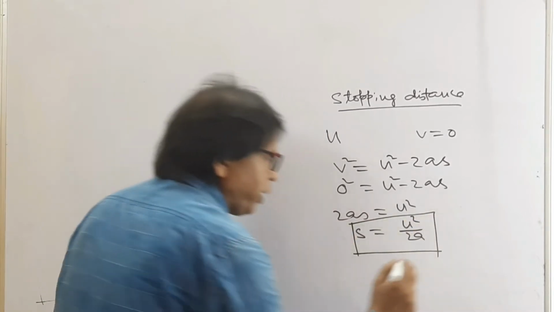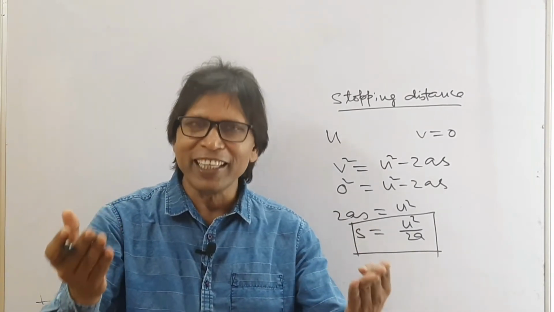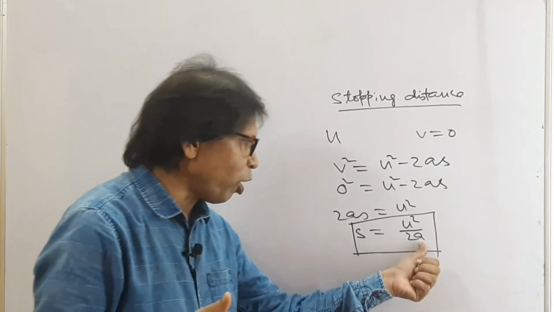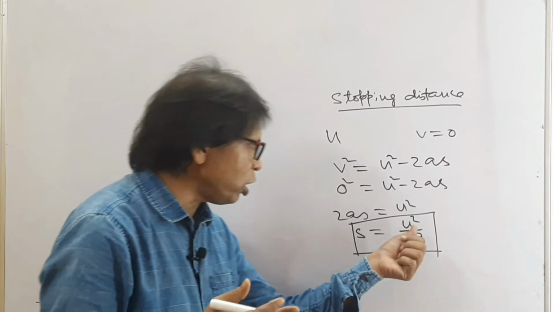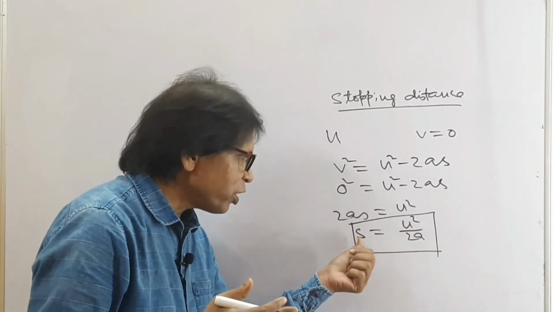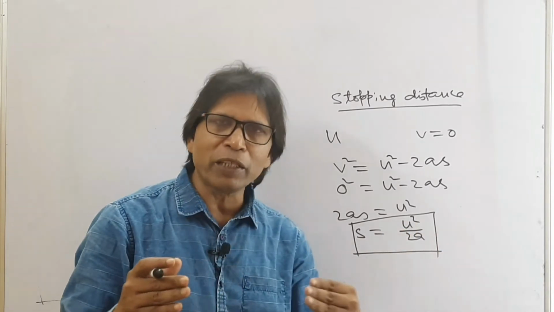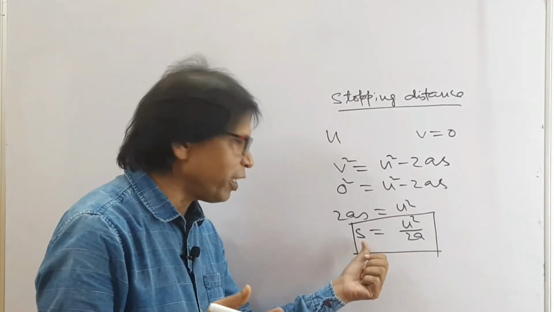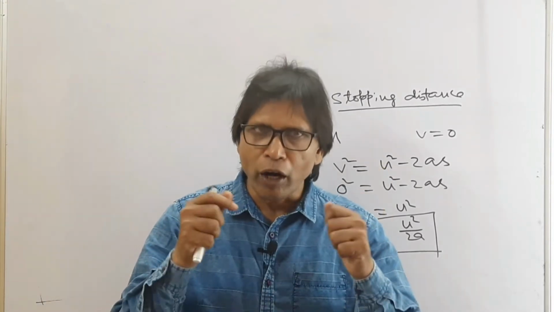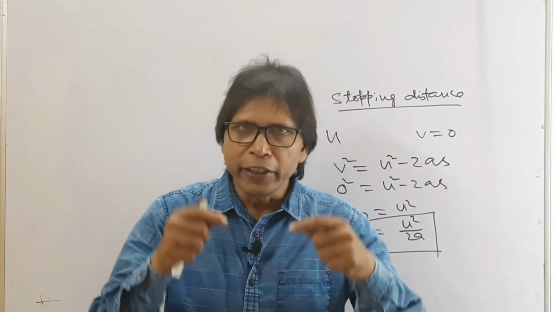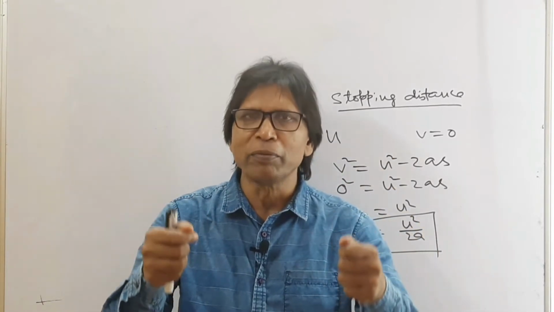Therefore, the stopping distance is directly proportional to the square of the initial velocity and inversely proportional to the retardation. So if the initial velocity becomes double, the stopping distance becomes 4 times. If the initial velocity becomes 3 times, the stopping distance becomes 9 times. So a bus or car driver should consider the distance in front of him before increasing the speed of the car.